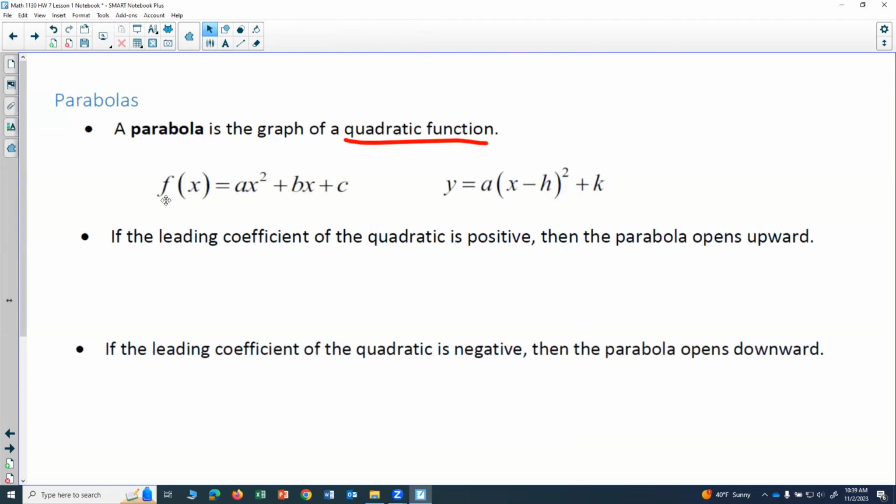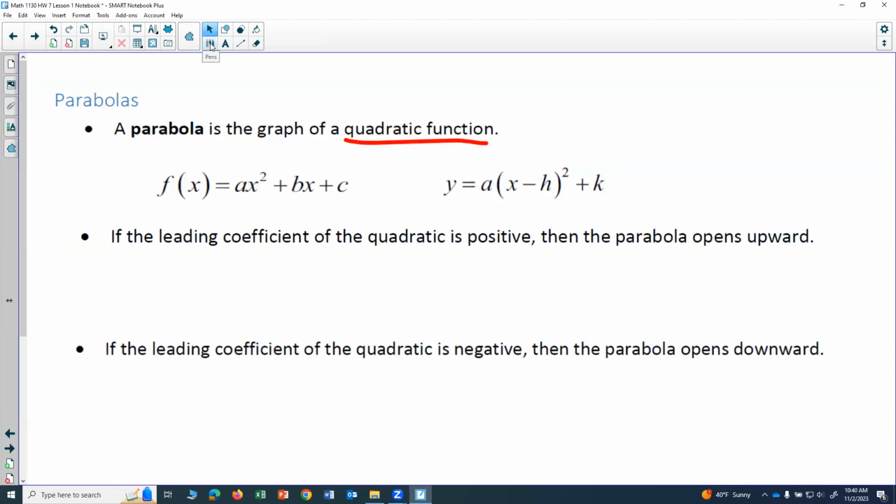So it would look something like f of x equals ax squared plus bx plus c, or y equals a times the quantity x minus h quantity squared plus k. Both of these are examples of quadratic functions because the leading term is ax squared.